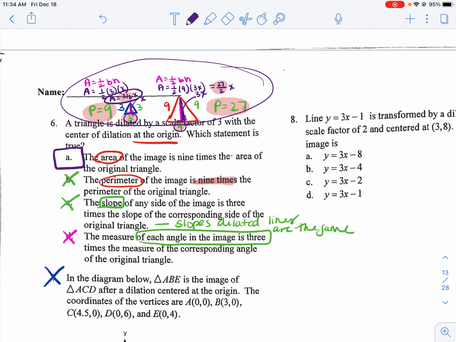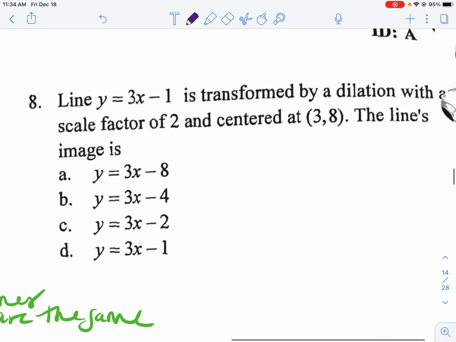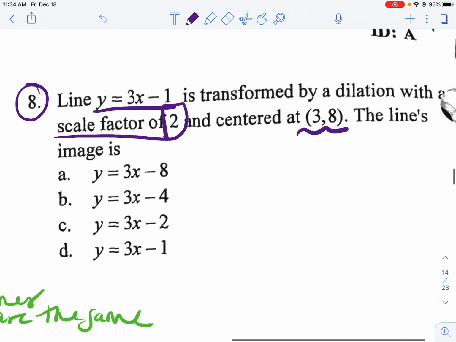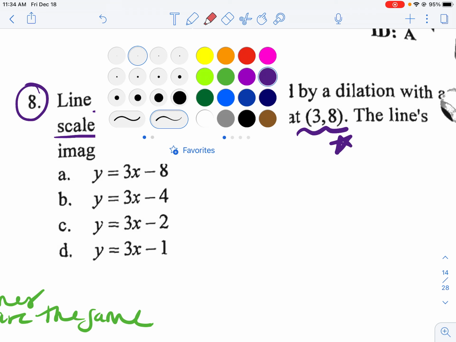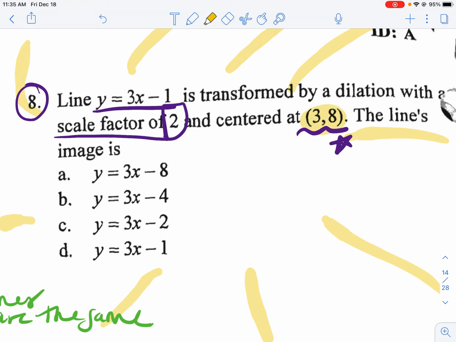So the last one we'll try together. This one is the one we covered on page 10. We have a line, y equals 3x minus 1. It's dilated by a scale factor of 2, centered at (3, 8). When you see it centered at a point, not the origin, there should be blinding lights going off in your head. Because that means this point is probably on this line. But how do we check?